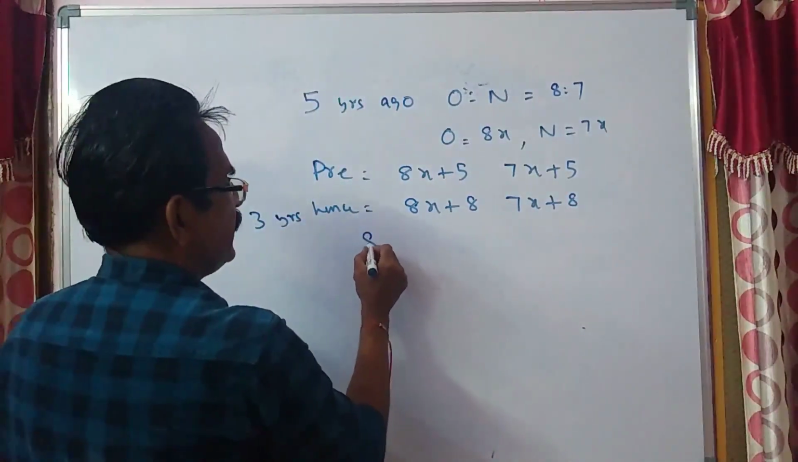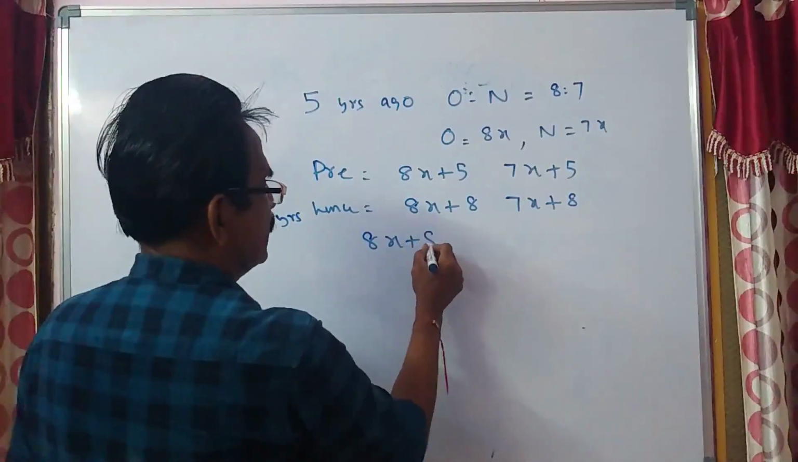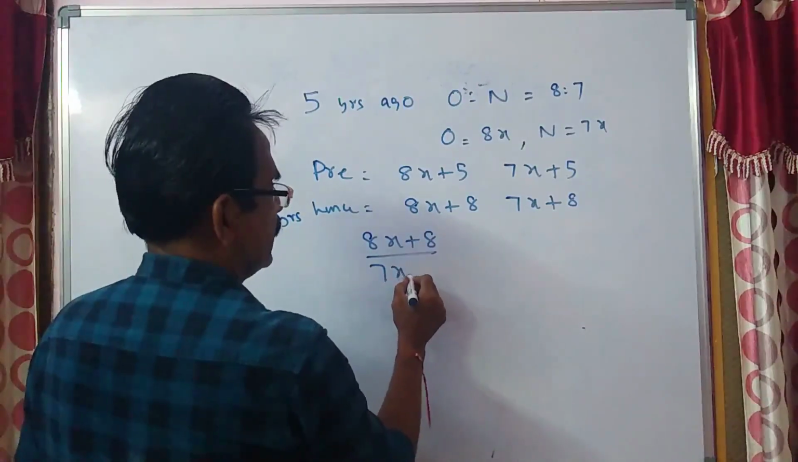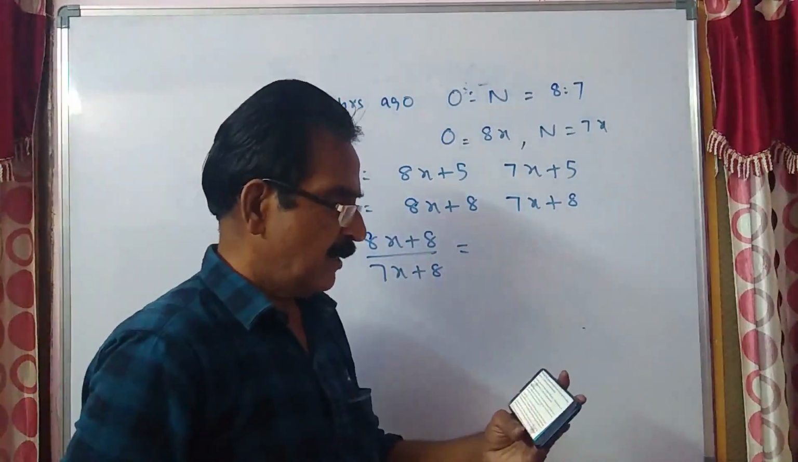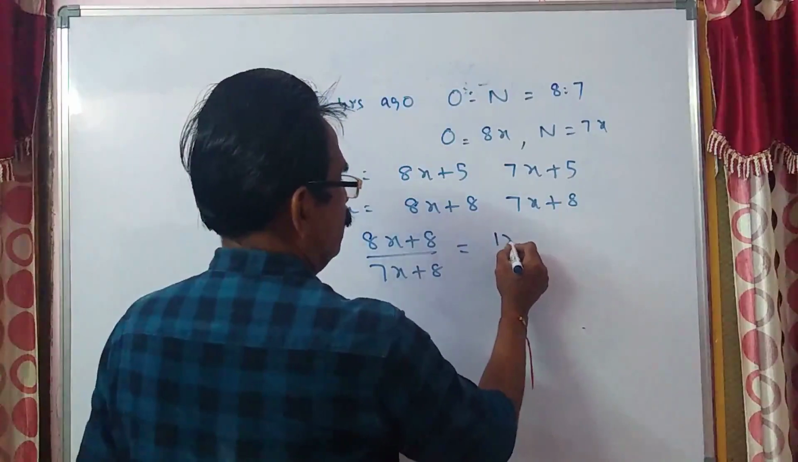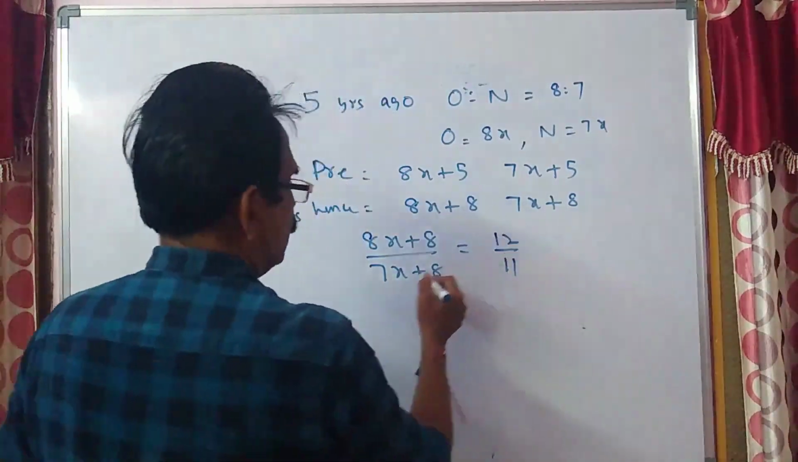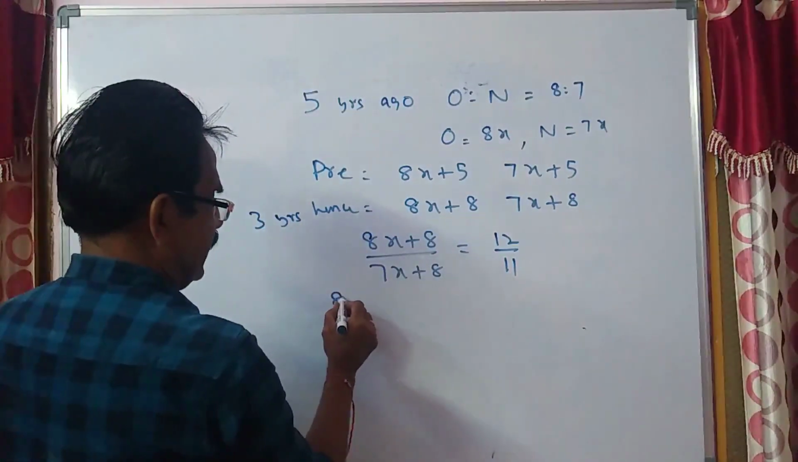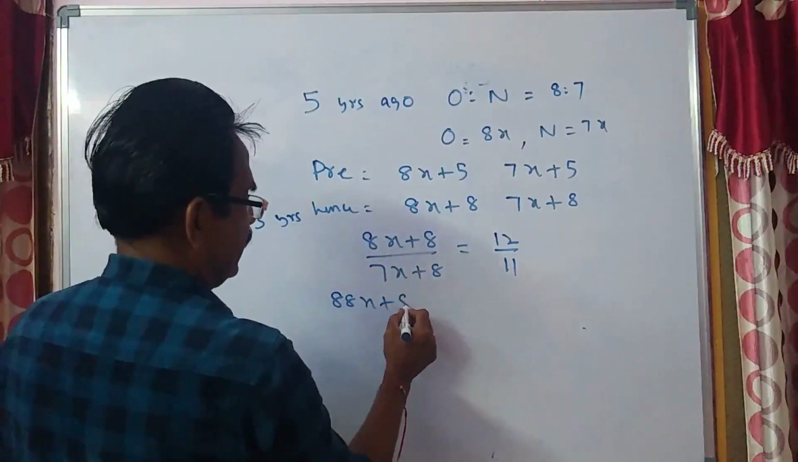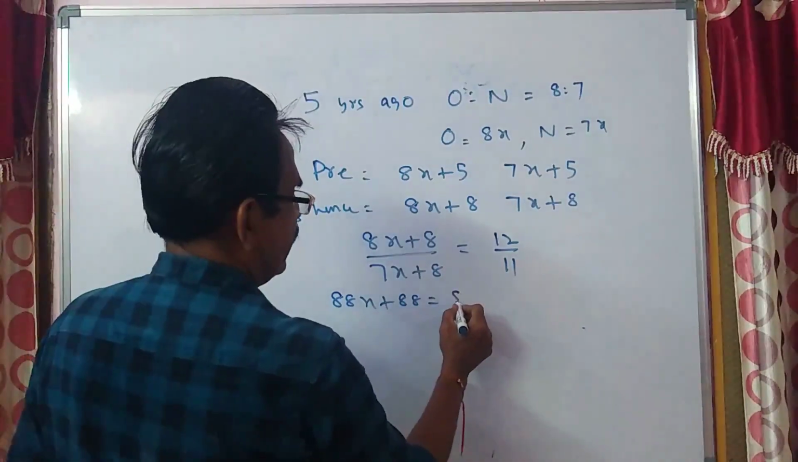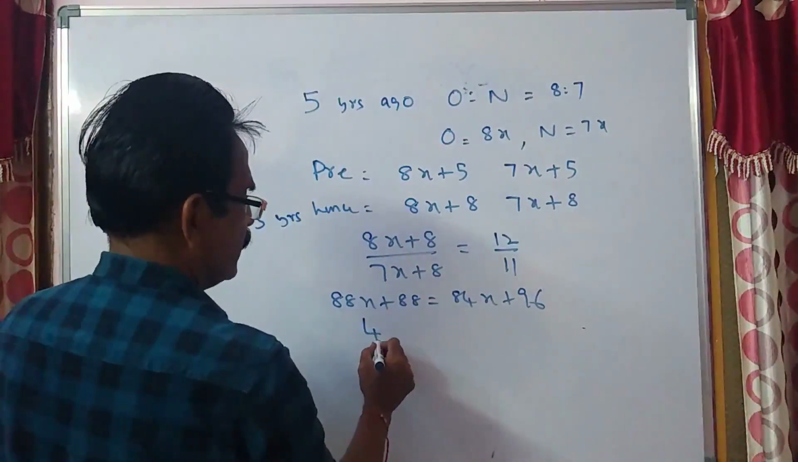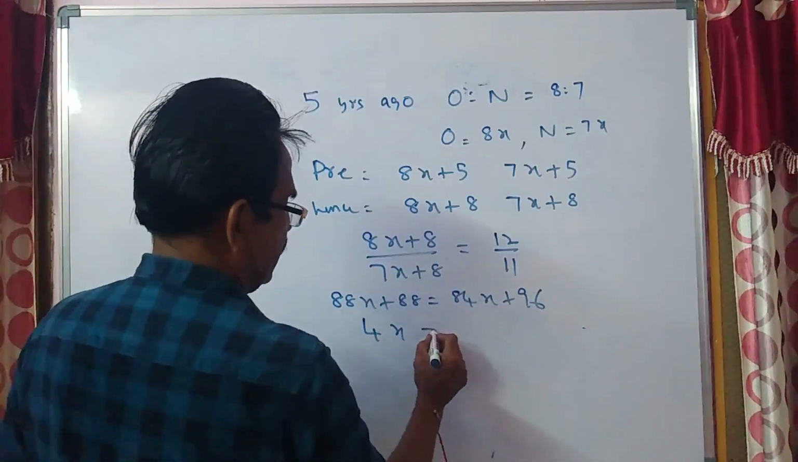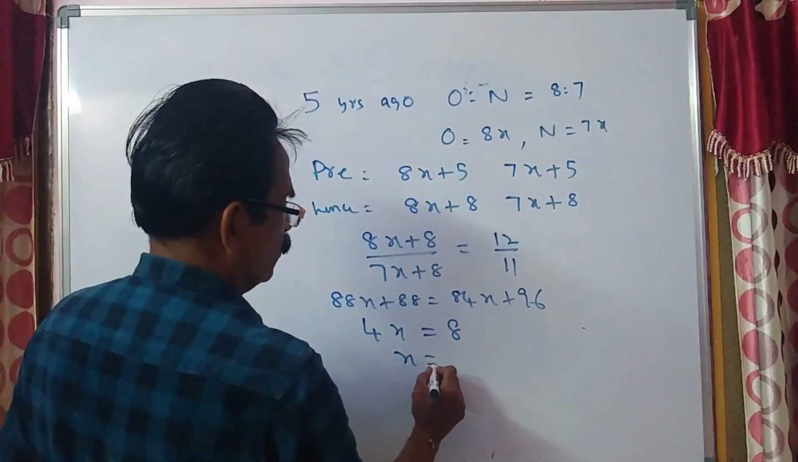So 3 years hence, the ratio will be 12:11. 12 by 11. 11 8s are 88x plus 88 is equal to 84x plus 96. 4x is equal to 96 minus 88, that is 8. x is equal to 2.